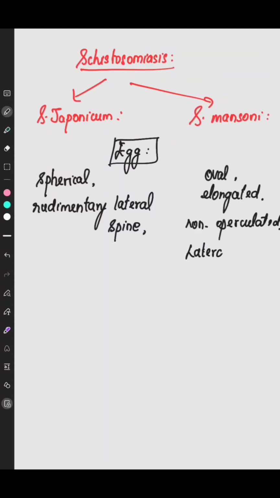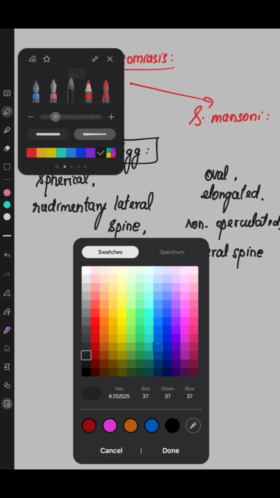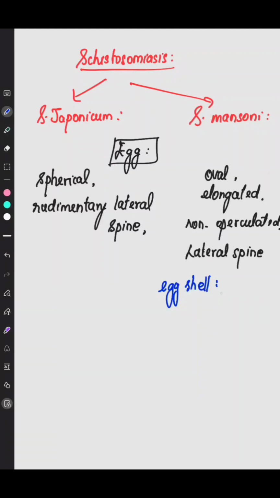You guys also don't get confused like me. In Schistosoma mansoni, there will be presence of a lateral spine, whereas in japonicum it will be a rudimentary lateral spine. See, you can see the presence of the spine in the Schistosoma egg in the picture. In haematobium, you will have the spine in the middle, whereas in mansoni it is a lateral spine, and in japonicum, it's rudimentary.